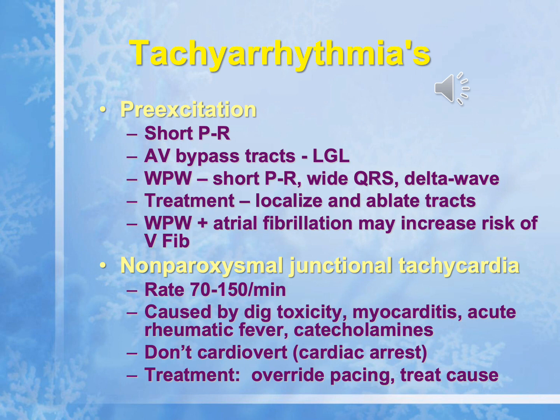Also, non-paroxysmal junctional tachycardias are a special consideration. These occur at a rate of 70 to 150 beats per minute and are typically caused by digitalis toxicity or inflammatory disease. The important thing regarding these is to diagnose them, because if they are mistakenly cardioverted, it can result in cardiac arrest. The treatment for non-paroxysmal junctional tachycardia is override pacing or treating the underlying cause.